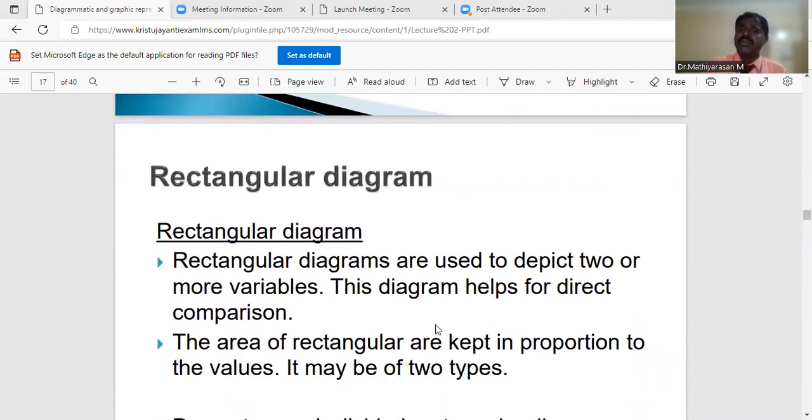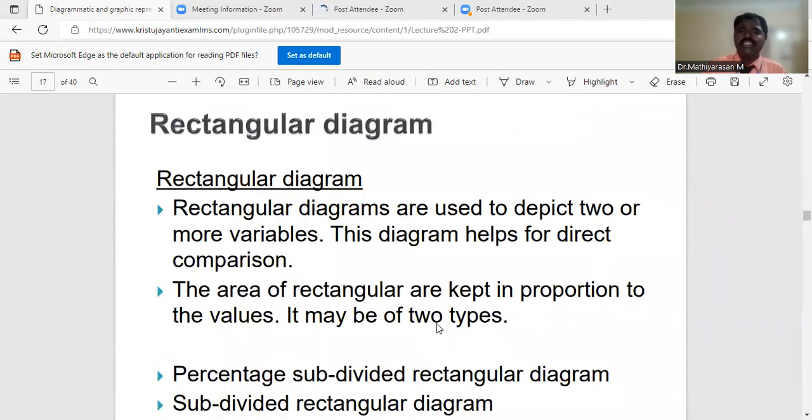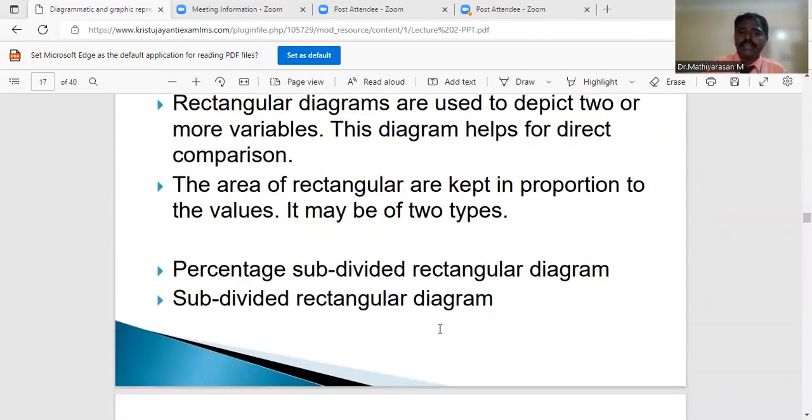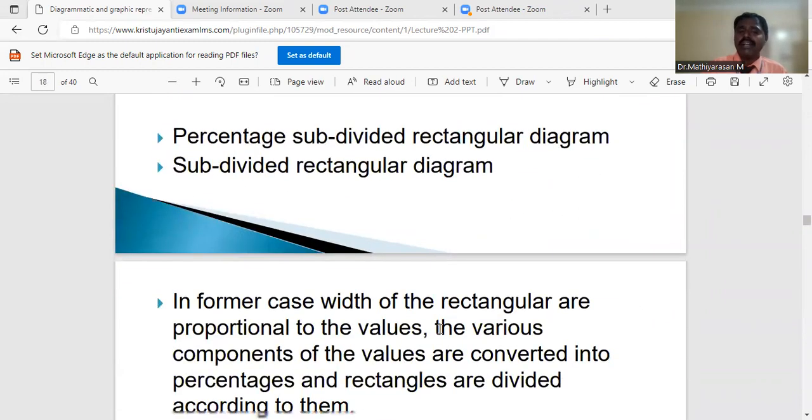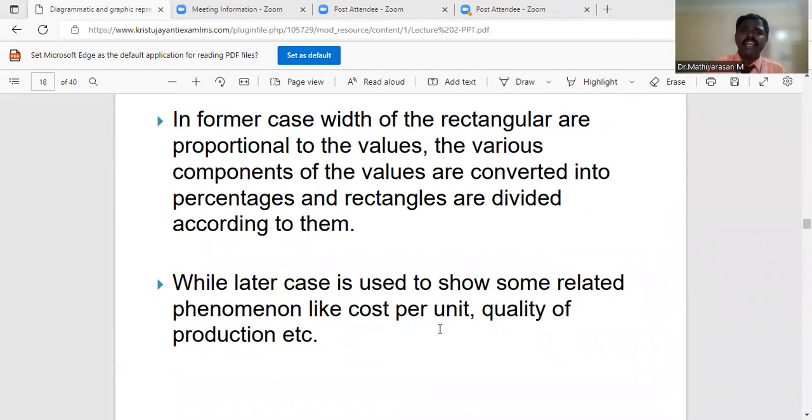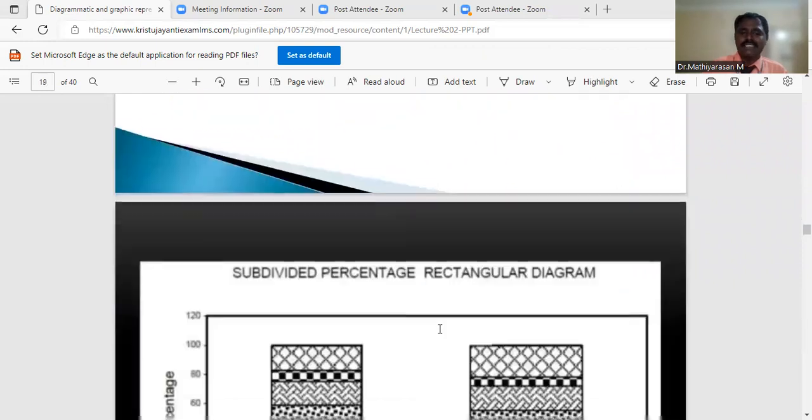Rectangular diagrams are used to depict 2 or more variables. This diagram helps for direct comparisons. The areas of the rectangles are kept in proportion to the values. It may be of 2 types. First one, percentage subdivided rectangular diagram. Second one, subdivided rectangular diagram. In the former case, the width of the rectangles is proportional to the values. The various components of the values are converted into percentages and the rectangles are divided according to them. In the latter case, it is used to show some related phenomenon like cost per unit, quantity of the production, etc.